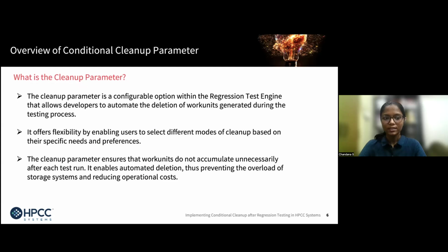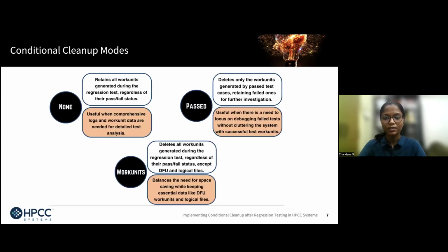Coming to what is the cleanup parameter? The cleanup parameter is a configurable option within the regression testing engine that allows developers to automate the deletion of work units generated during the testing process. The cleanup parameter ensures that work units do not accumulate unnecessarily after each test run, thus preventing the overload of storage systems. Next, the cleanup parameter supports 3 modes, each serving a different purpose.